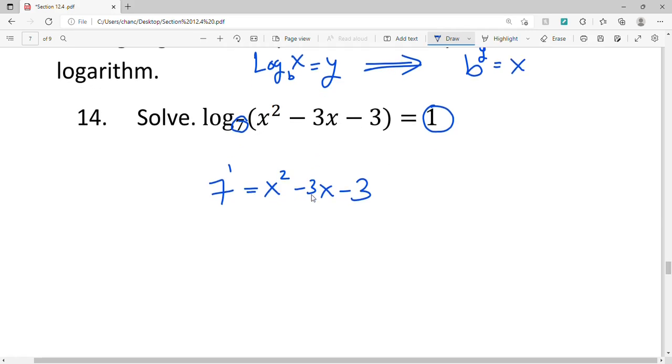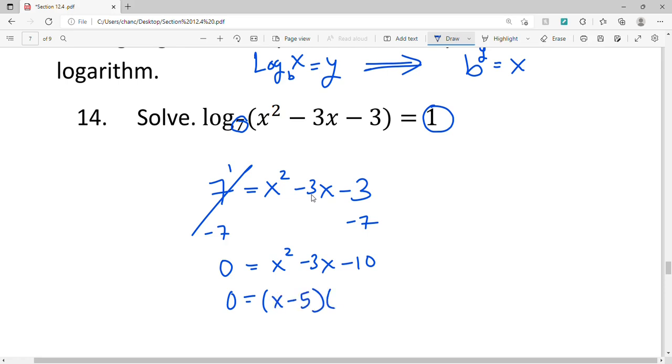I can subtract the 7 to both sides because we all know 7 to the 1 is equal to 7. You have 0 equals x squared minus 3x minus 10. And so this does factor as x minus 5 times x plus 2, which means we have two possible solutions. X could be equal to 5 or x could be equal to negative 2.